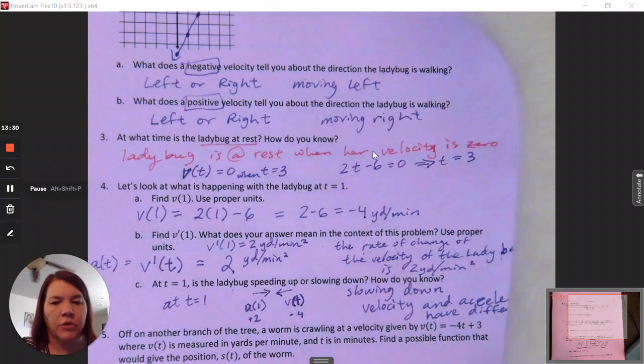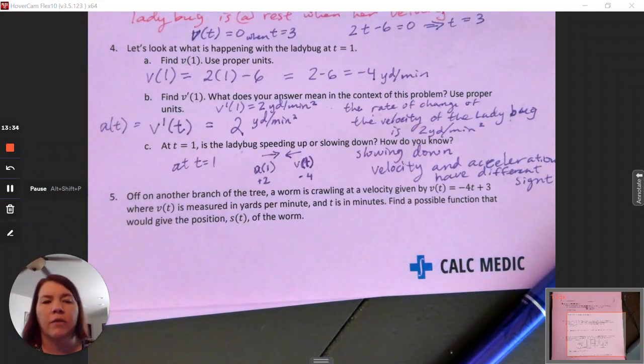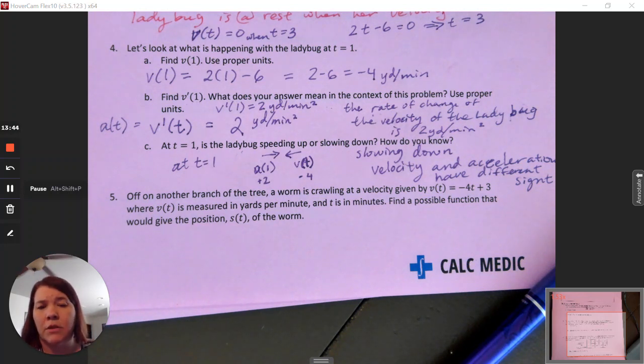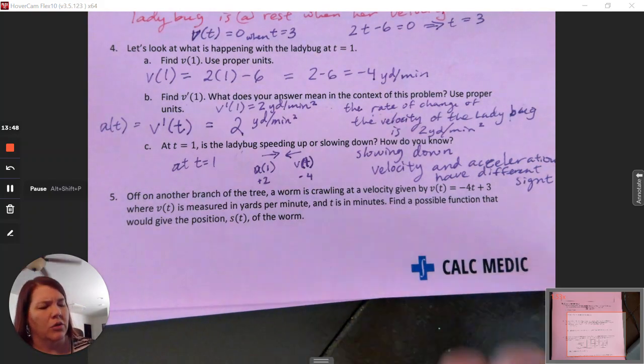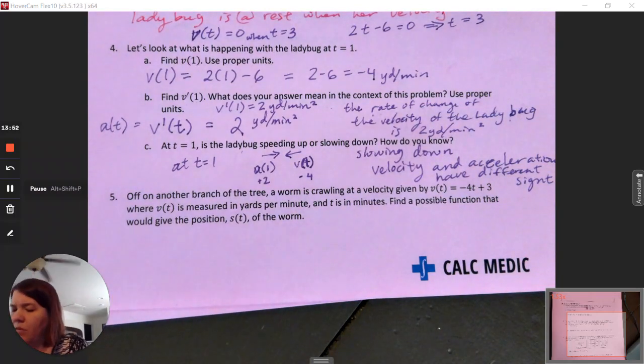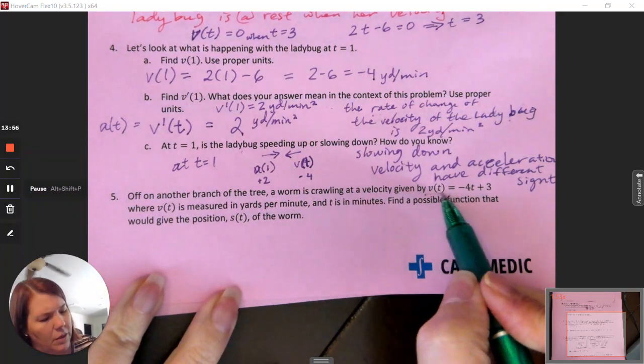On another branch of the tree, a worm is crawling at a velocity given by this function, where v is measured in yards per minute and t is in minutes, v of t. Find a possible function that would give the position of the worm. That's a weird question. We've never done that before. So we know v of t is this equation.